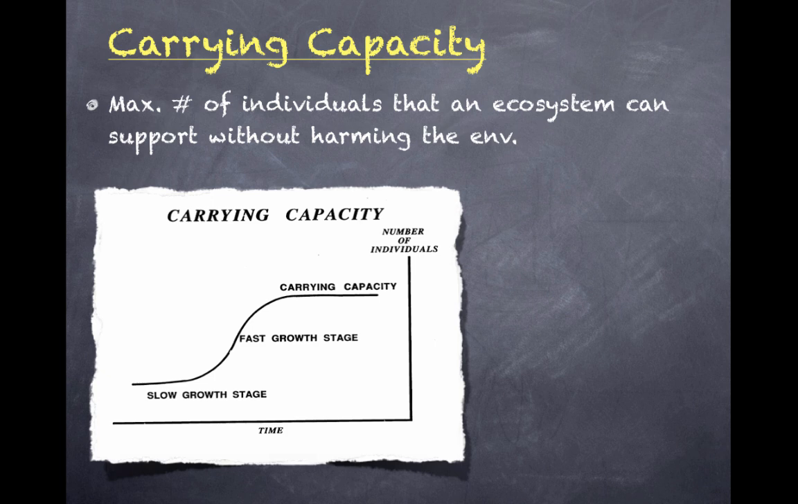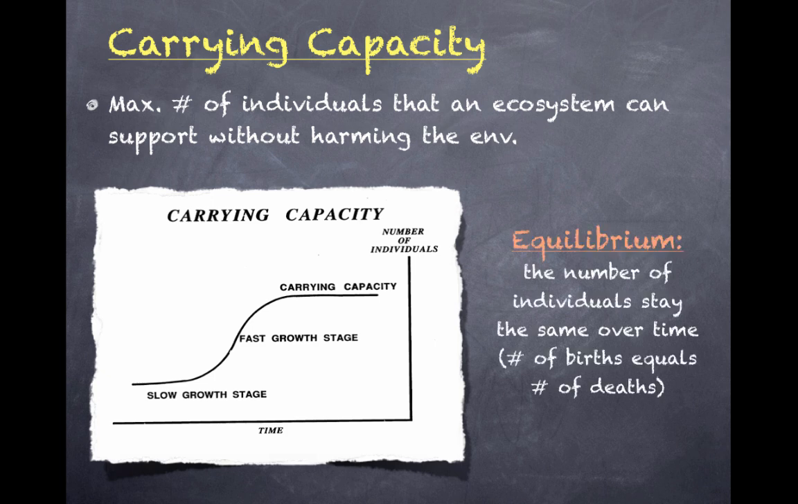So what happens with a population is generally you have a low amount of organisms. And then because there are so many resources available, the population will increase rapidly. And eventually it'll kind of stabilize, and that will be your carrying capacity because your environment can only support a certain number of individuals. An equilibrium is reached when the number of individuals stay the same over time. So the number of births equals the number of deaths.